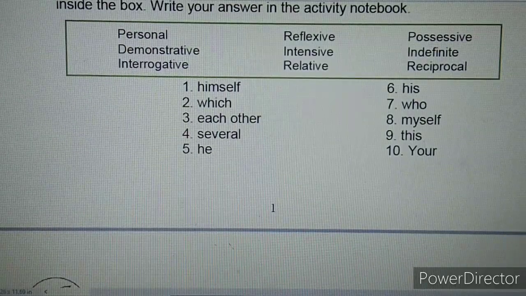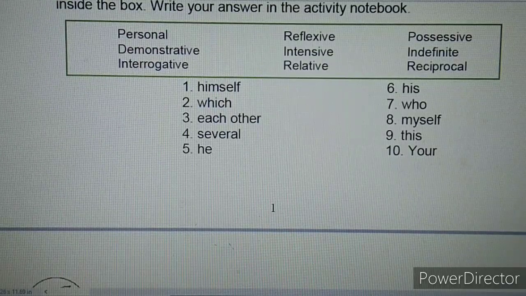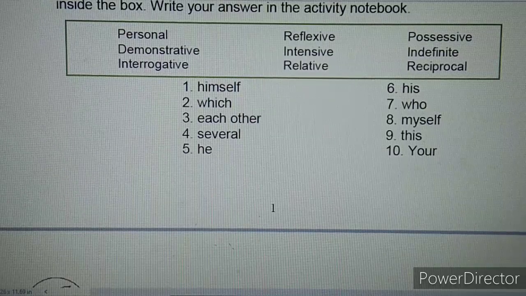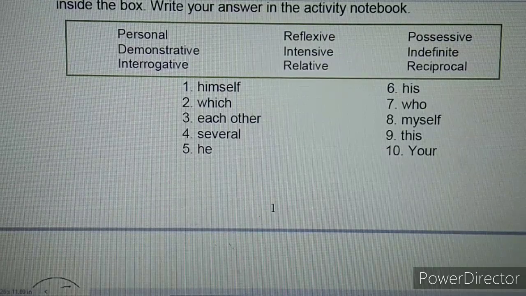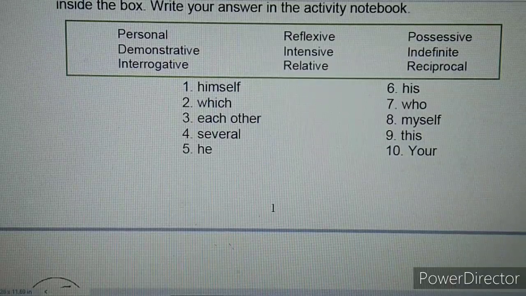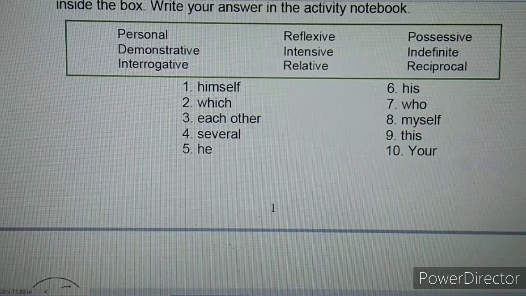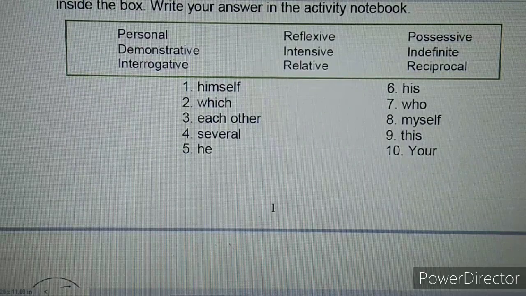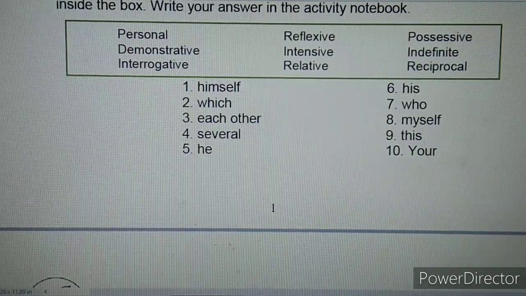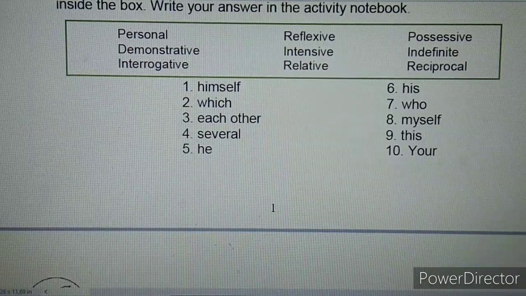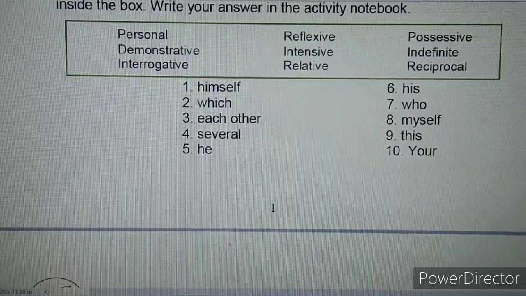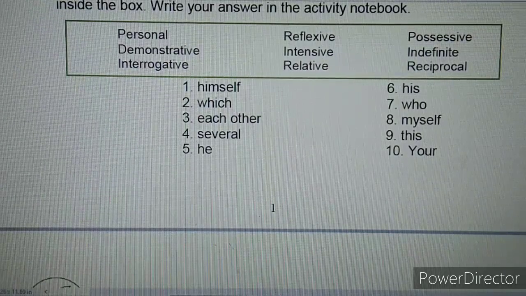Now let's move on to number 6. What kind of pronoun is the word his? The correct answer is possessive pronoun. Next, we have number 7. The word is who. What kind of pronoun is the word who? The correct answers for number 7 are relative pronoun and interrogative pronoun. Again, you can only choose one.